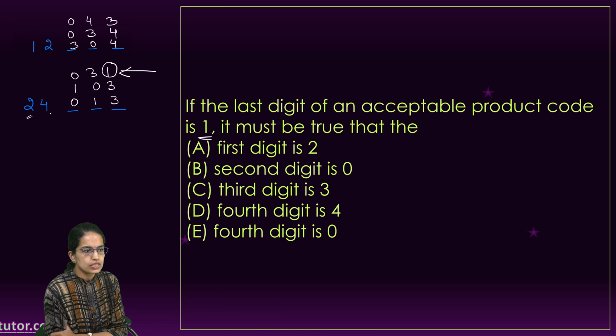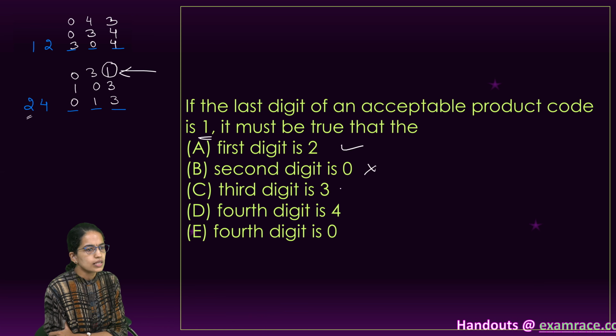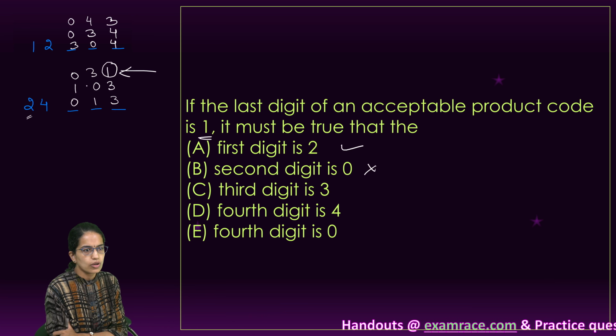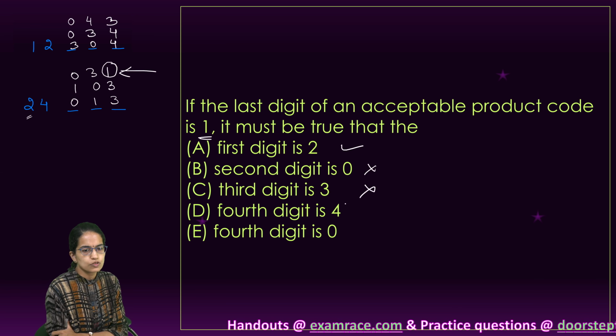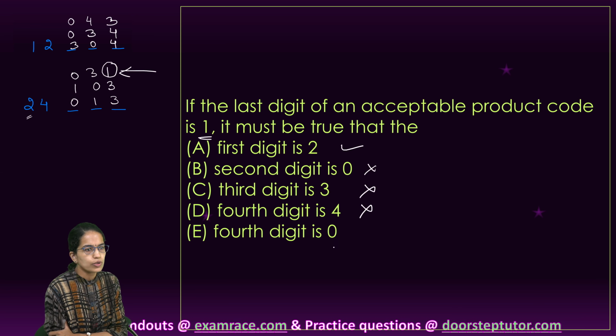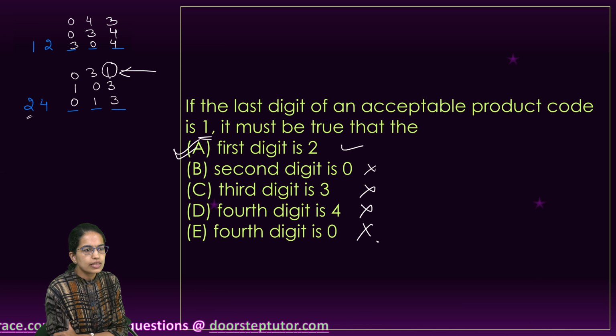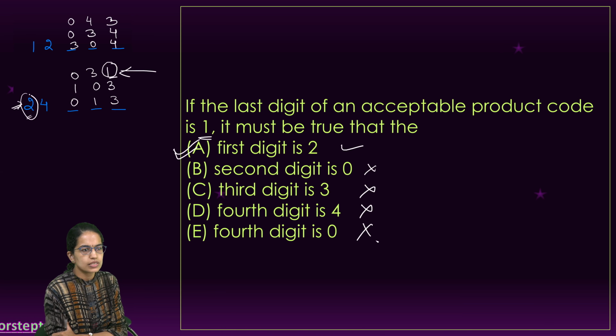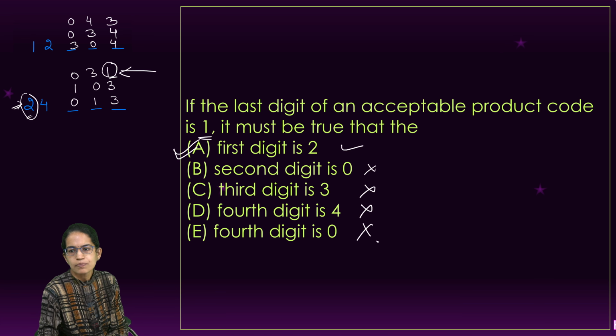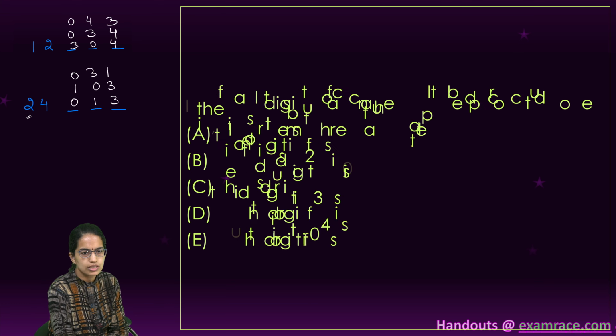When the last digit is 1, what is acceptable? The first digit is 2, that's correct. The second digit is 0, wrong. Third digit is 3, again wrong because it is 0. Fourth digit is 4, again wrong. And fifth digit is 0, again wrong. So the only correct option here, with the last digit as 1, is the first digit as 2. Clear? So that was the very first question based on it. Now based on this, we have similar questions. So let's move on to the next question.